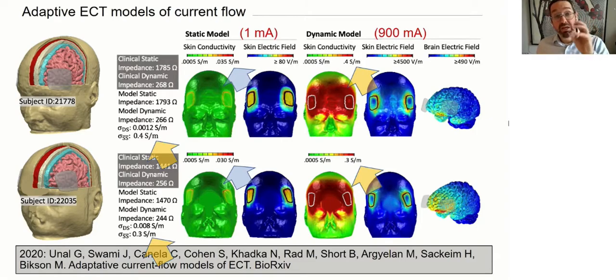When we applied a milliamp of current, 900 milliamps, only then did skin conductivity increase to about 0.4 Siemens per meter. And that's also consistent with recordings in the literature where skin properties were measured. You need very high currents to increase skin conductivity this much.